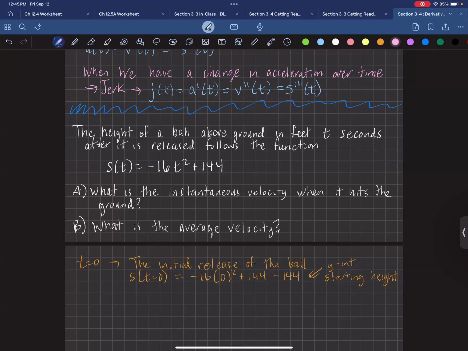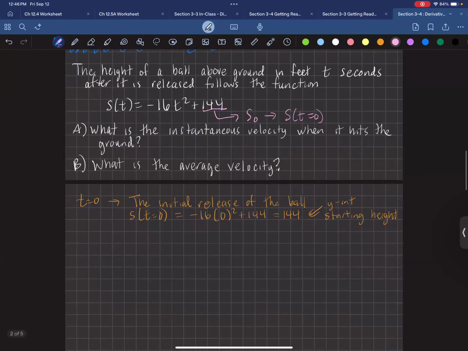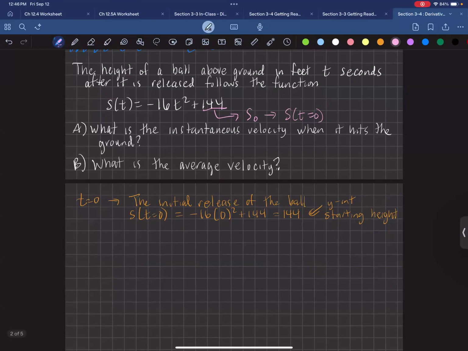And this is why this thing is often called S0, because it's kind of shorthand notation for S of t equals 0. So it's starting 144 feet up. And the ball gets dropped and accelerates to the ground. We need to find how long it takes till it hits the ground.